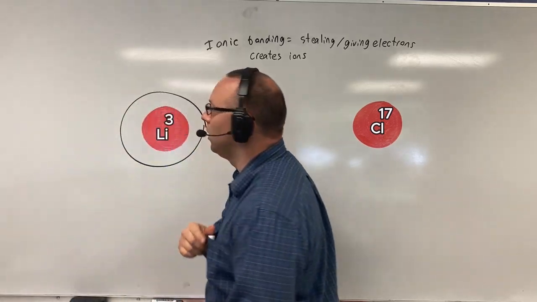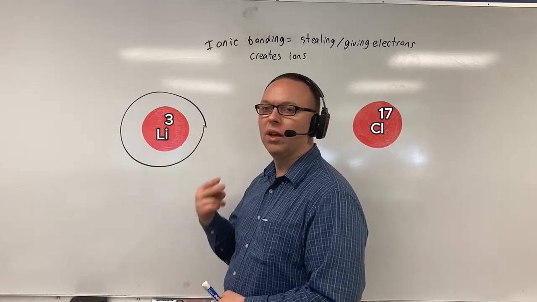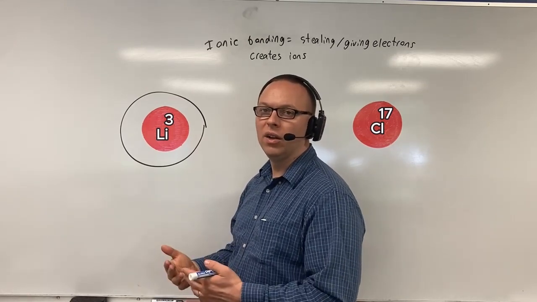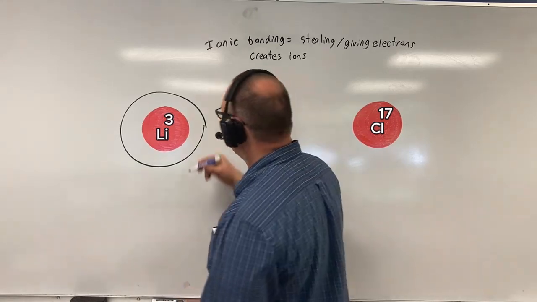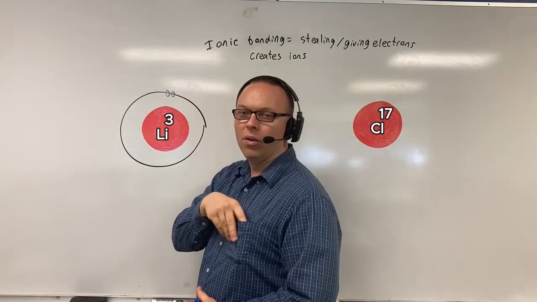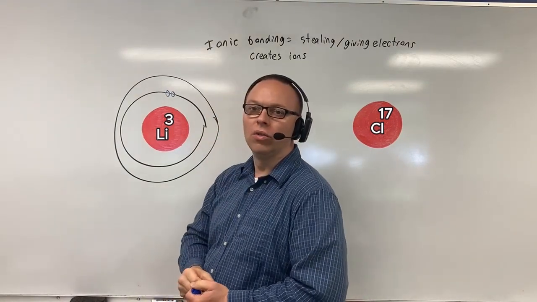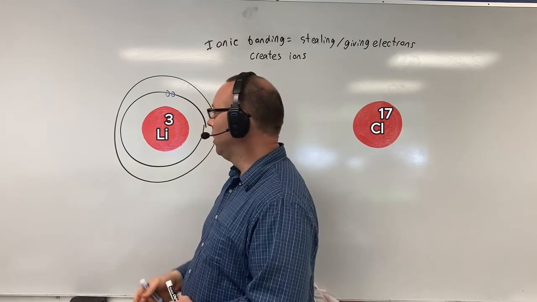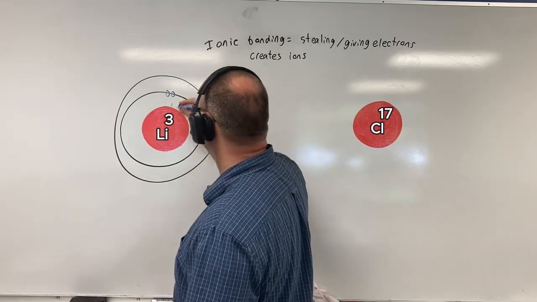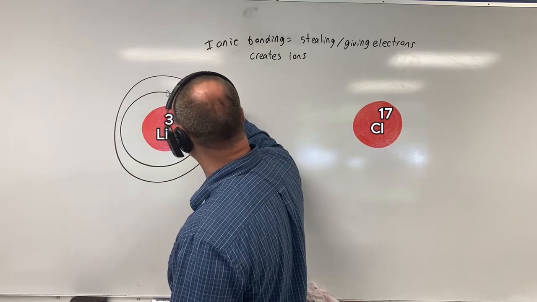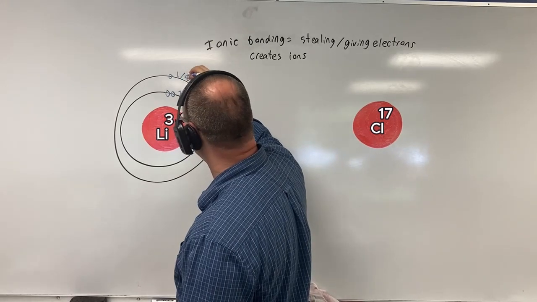Atoms start filling up the shell from the bottom to the top. The low shell fills up first, and that can hold 2 electrons. The next shell can hold 8, and the last shell can hold a total of 8 electrons. We're going to put our 2 electrons right here. Now, we're going to go on to our second shell. This shell can hold a total of 8 electrons. But, if you look over here, we only have 3 electrons, right?